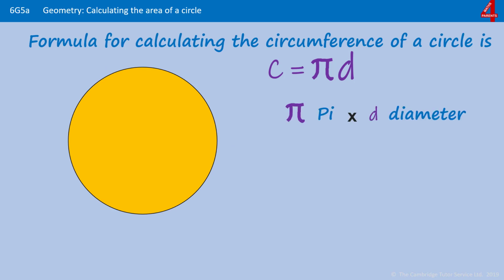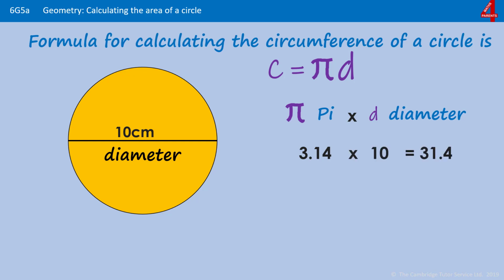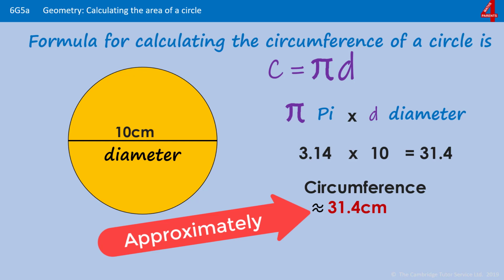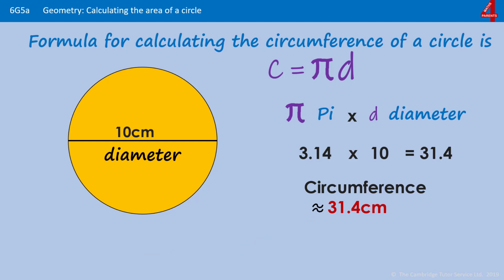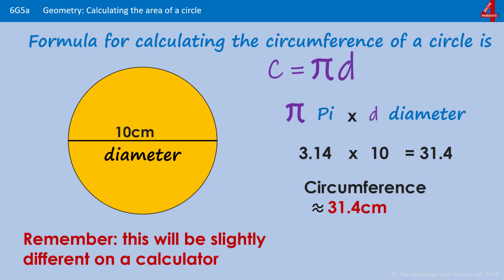The formula means pi times whatever the diameter is. The diameter of this circle is 10 centimetres. We're using 3.14 for pi, and we're timesing that by 10, which is 31.4. So the circumference of this circle is approximately 31.4 centimetres. If you use the pi button on a scientific calculator, you will get a slightly different answer to that, because remember, pi is a much longer number. It has more digits after the decimal point. It isn't just the 3.14 that we've used here.